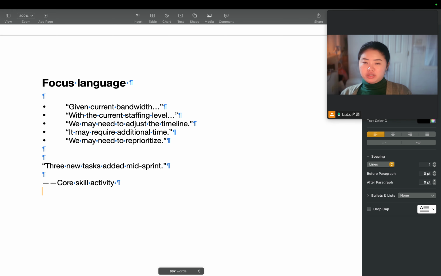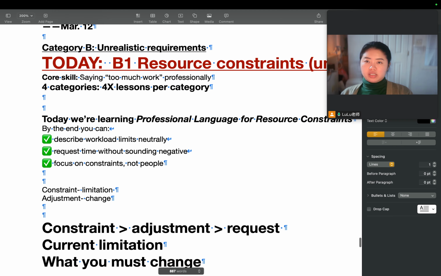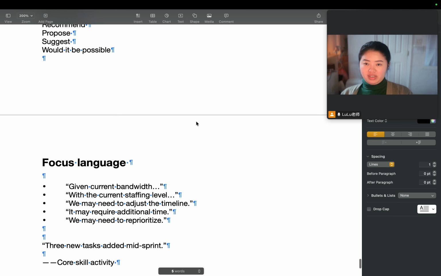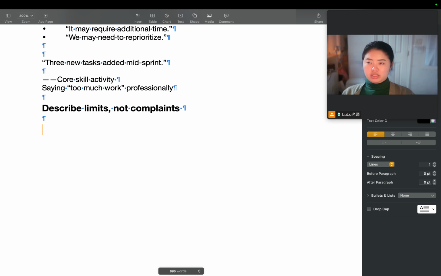This is what I mentioned earlier at the top of the lesson about saying too much work in a professional way. So let's get into that. We are going to describe limits, not complaints. That's something you can keep in mind as we continue these exercises. You are describing the limit, not the complaint.